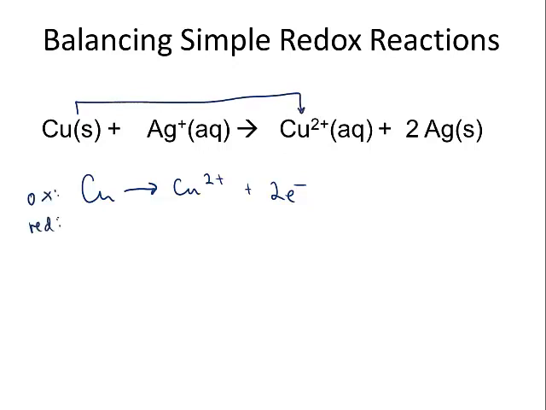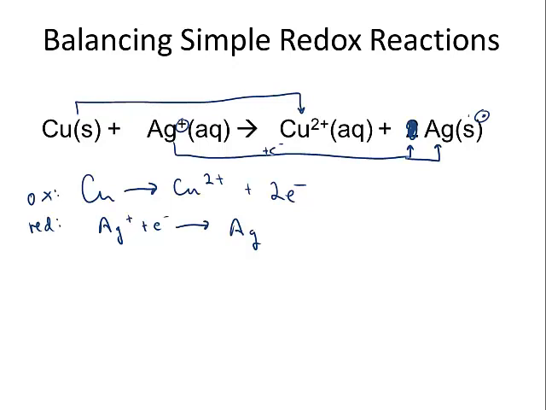The reduction half reaction is silver plus an electron goes to make silver. And how do you know it's 1 electron? There's not 2 there. There will be later, but there's not 2 there yet. The reason that you know that it's 1 electron for the silver is that the silver starts with a +1 charge and ends up with a 0 charge. And so therefore it must be gaining 1 electron.